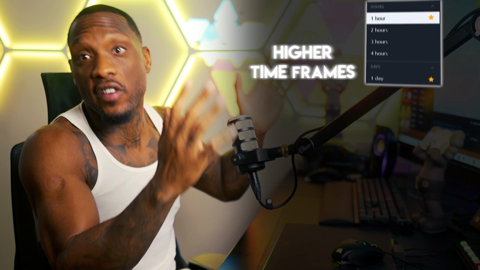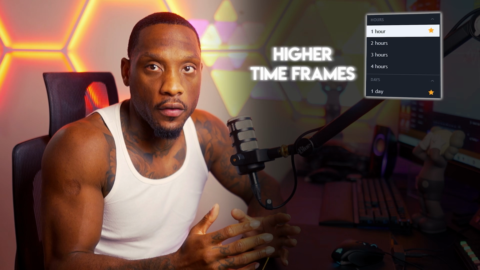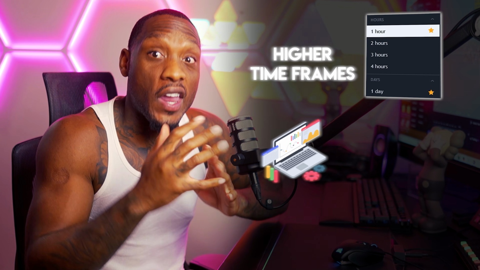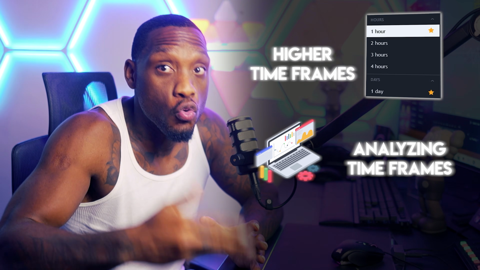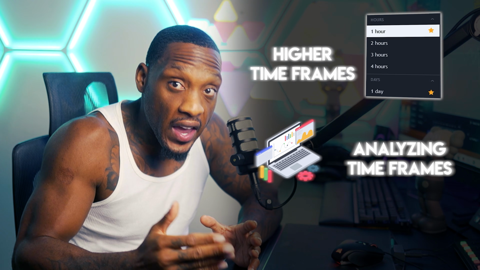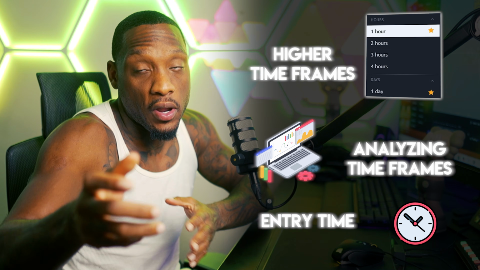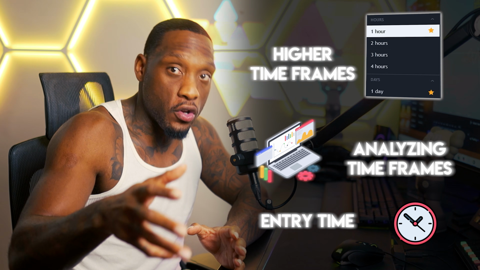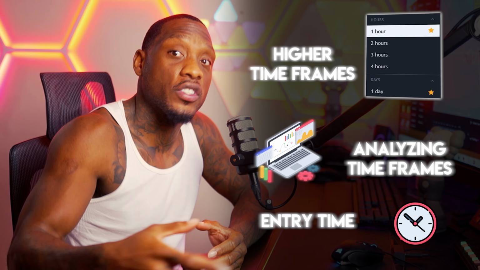Now we're going to get into how to use multiple time frames to do top-down analysis. So you have your higher time frames. These are the time frames that you're going to use to base the trend off of. Then you're going to have your analyzing time frames. These are the time frames that you see where you are within that trend. Then you have your entry time frames. This is where you're lining your shot up to get that sniper entry based on where you are within that analyzing time frame of that move to get the best risk to reward possible.